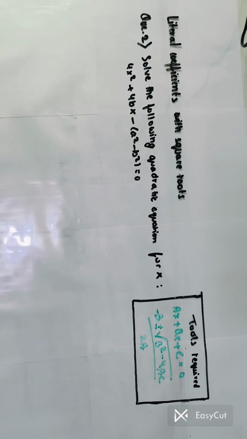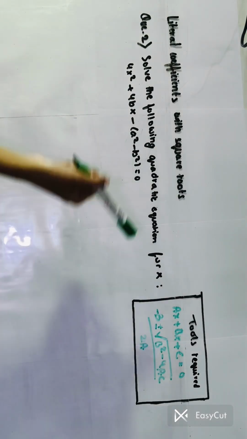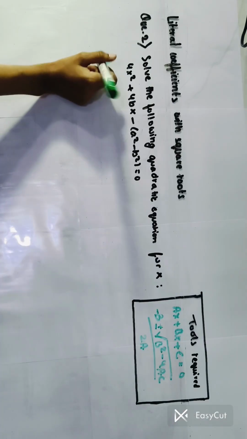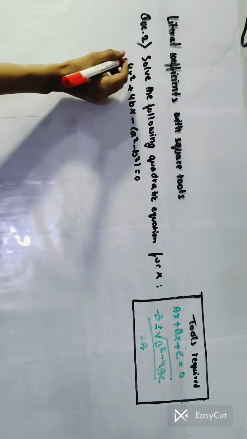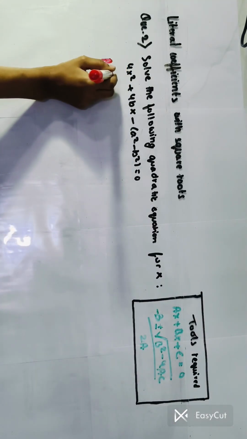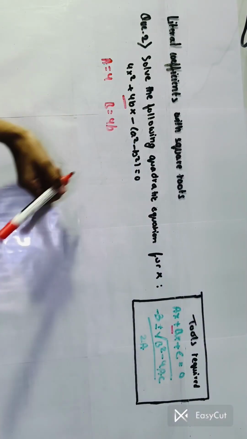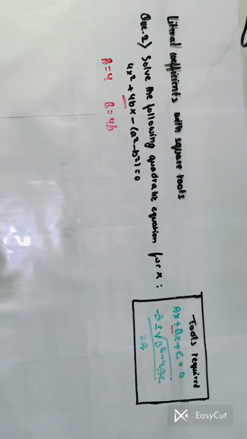First, we need to tally it with the quadratic equation, like capital A of the quadratic equation form is 4 and B is 4B. X coefficient, be careful there.